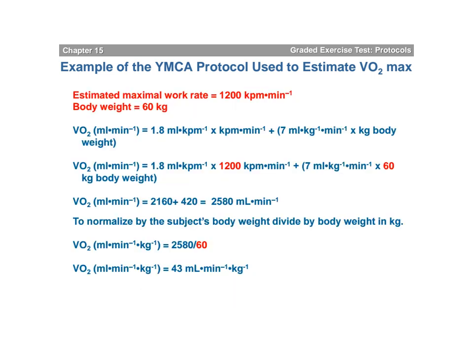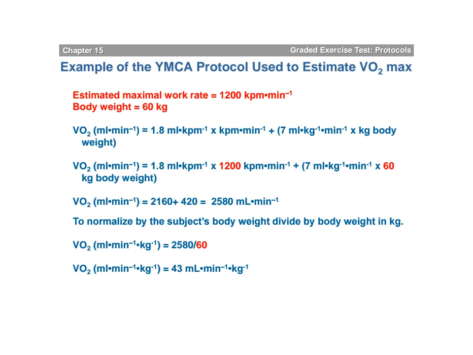Now that we've found that the estimated maximal work rate of this woman is 1,200 kilogram meters per minute, we still want to calculate her VO2 max. So we're going to need her body weight, which is 60 kilograms. We can then plug these values into this equation here. So I've done that here. I plugged in her maximal work rate and her weight or mass, and we get a VO2 with units of milliliters of oxygen per minute of 2,580.